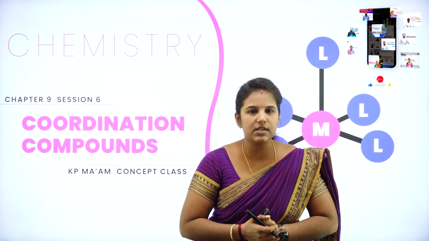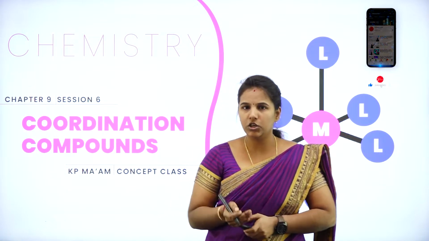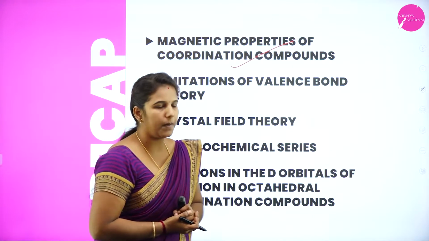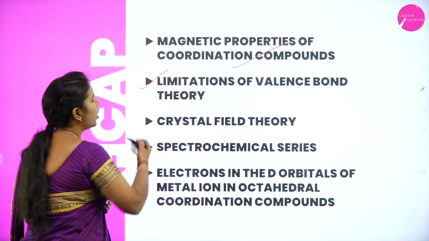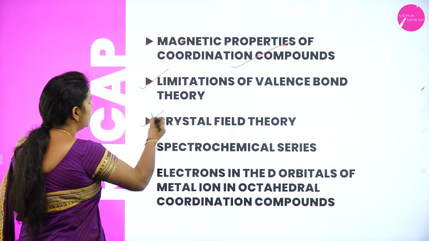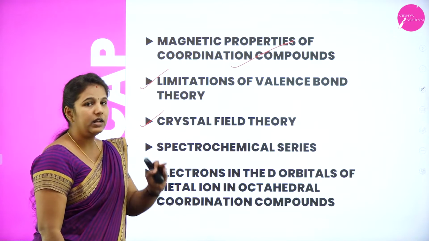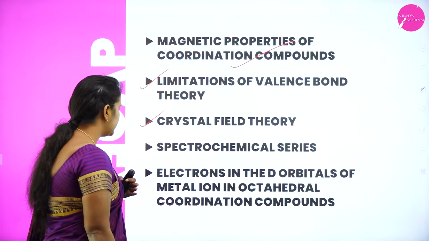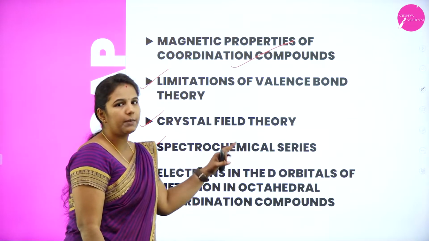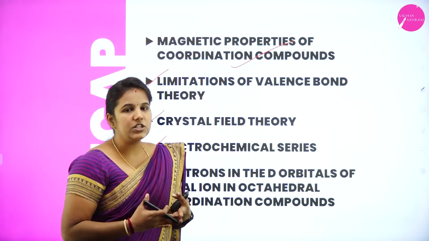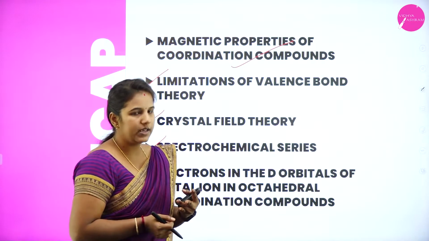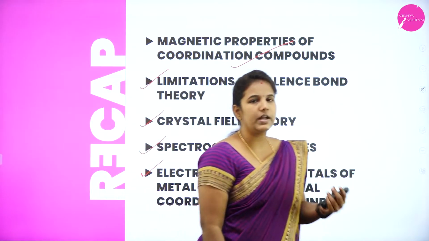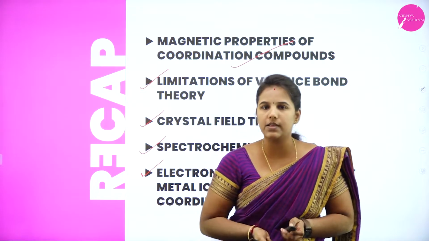My dear students, in our last discussion, we were dealing with a unit called coordination compounds. Under that, we discussed the magnetic properties of coordination compounds, and we also learned about the limitations of valence bond theory and what crystal field splitting is. We discussed crystal field splitting of octahedral as well as tetrahedral complexes, and the spectrochemical series, which tells us about the nature of the ligands acting with the metal ion. Is it right? And we also learnt about the electrons in the d orbitals of the metal ions, and how they form octahedral and tetrahedral complexes.